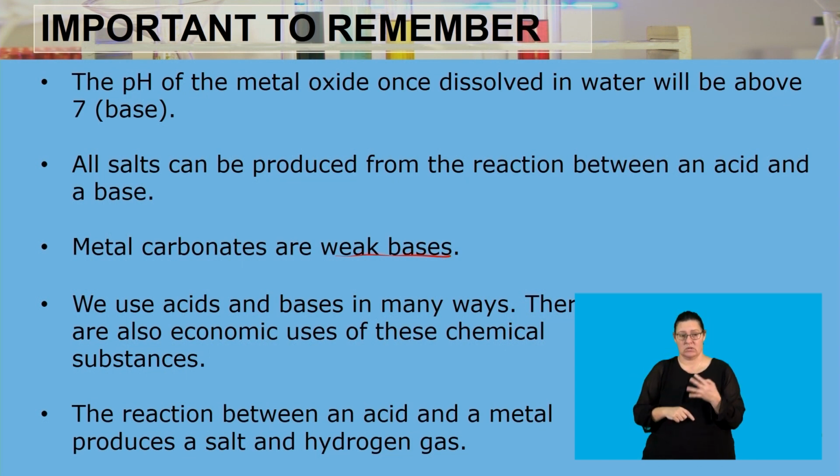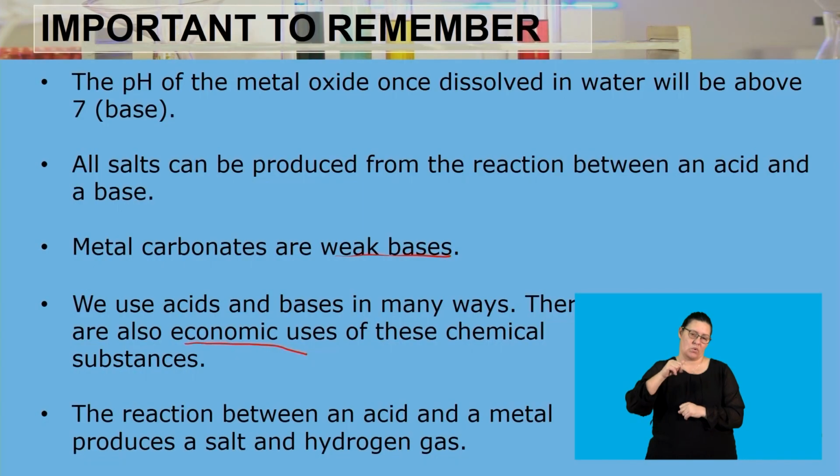And then also, we use acids and bases in many ways, and there are also economic uses of these chemical substances. We know how farmers can use limestone to raise the pH of the soil so that they can grow more plants and more flowers that prefer a more neutral or more basic soil.